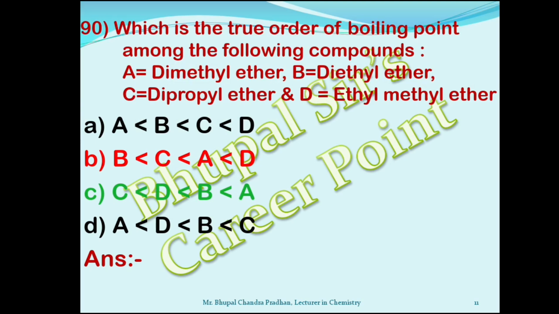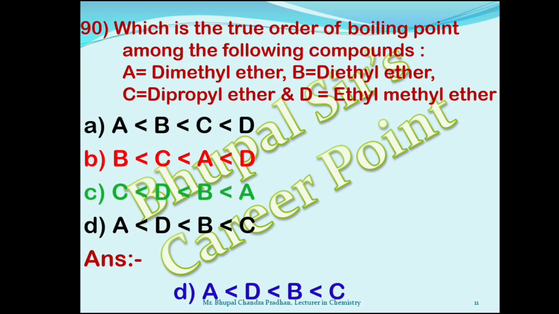As the molecular mass increases, A to D, to B, then to C, so the boiling point also increases in this order. A is less than D, is less than B, is less than C. That is option D is the correct answer. Thanks for the students who have given option D as their answer in the live chat.